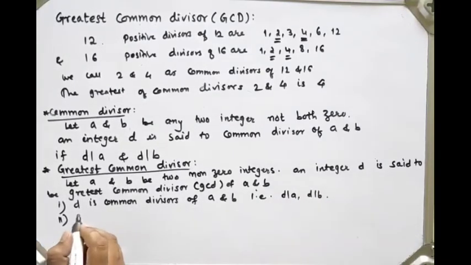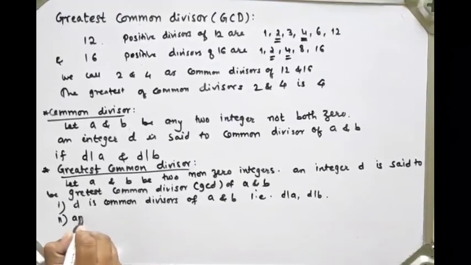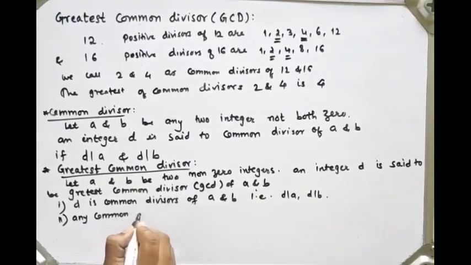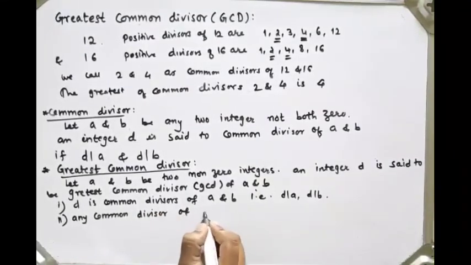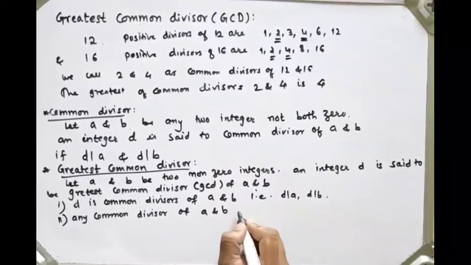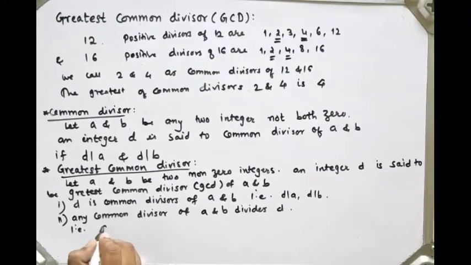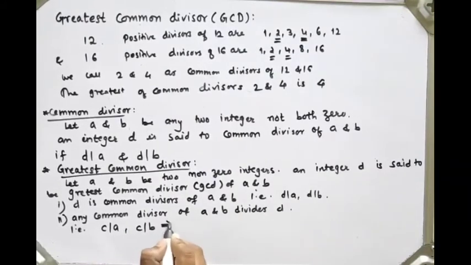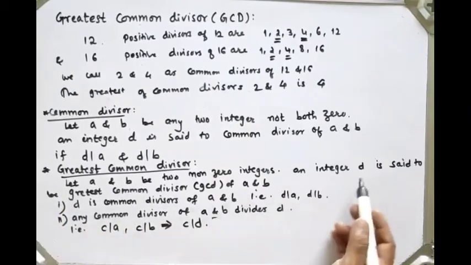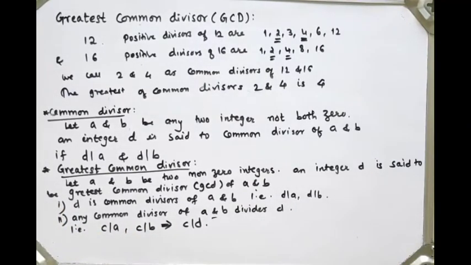And second, any common divisor of A and B divides D. That is, if C is any common divisor of A and B, so C divides A and C divides B, then C also divides D. If these two conditions are satisfied, then we say that D is the greatest common divisor of those two numbers.